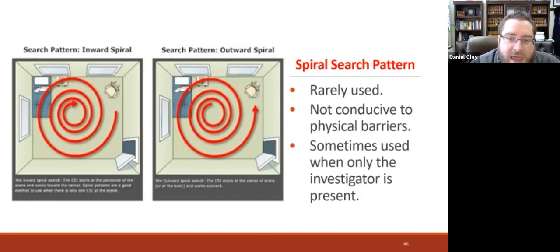the spiral has to end in the room, right? So the spiral can't go out that open door. A grid search theoretically could go out the open door, right? Because you could theoretically just expand that part of the grid. So again, doing spiral searches is very rare, but if you only have one person, then they're usually going to start with an outward spiral, where they start with the body and then move outward.